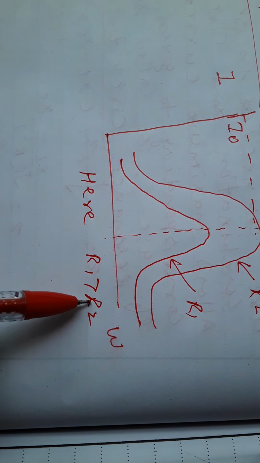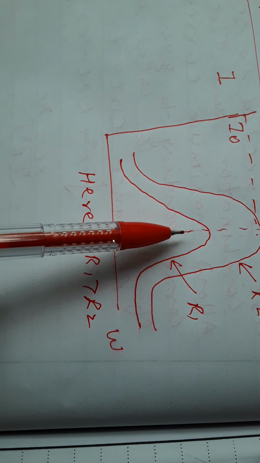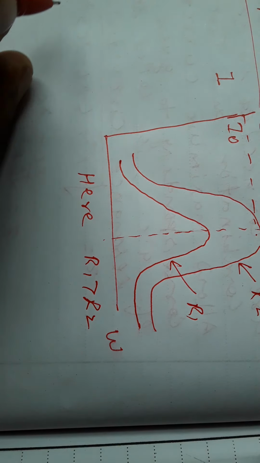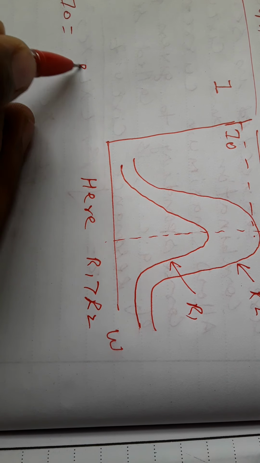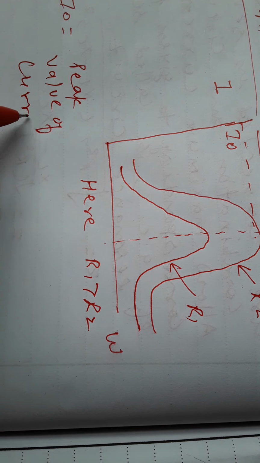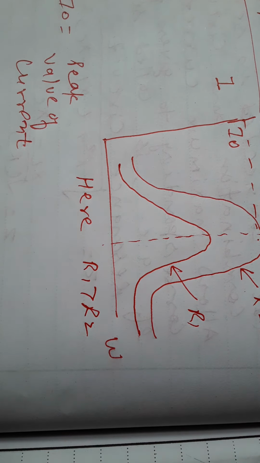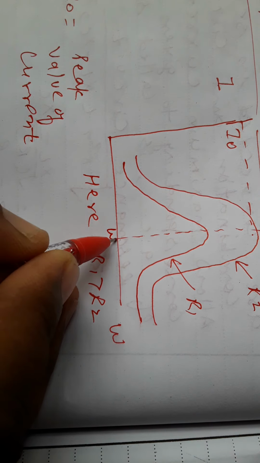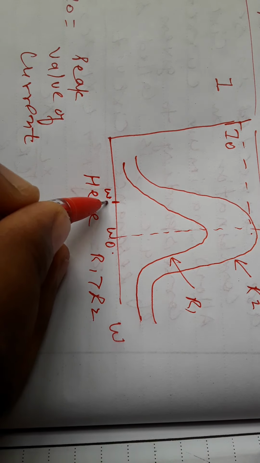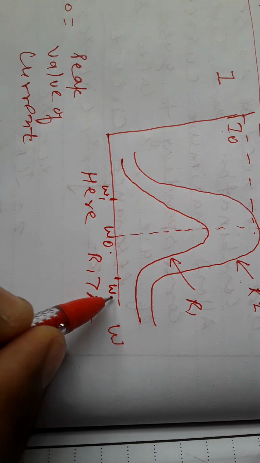If R1 is greater than R2, R is greater, so current will be less. R2 is less, so current is maximum, and this I0 is called the peak value of current. This is called omega naught. We can say this is omega 1 and this is omega 2.